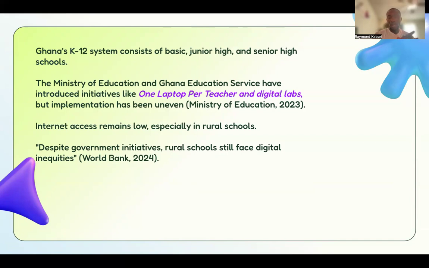Internet supply to schools remains low, especially in rural areas where there is no electricity, or even, in some cases, difficulty accessing good quality classrooms, let alone talking about internet supply. And with this, the World Bank also in 2024 came out with a report that despite the government's initiatives, schools are still facing digital inequities in terms of supply for the implementation of this technology in Ghanaian schools.